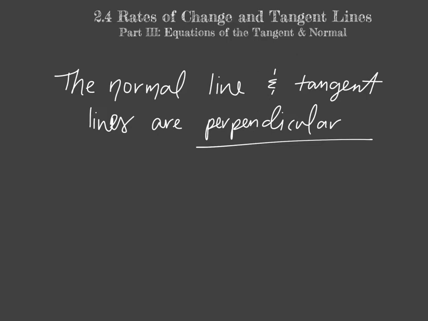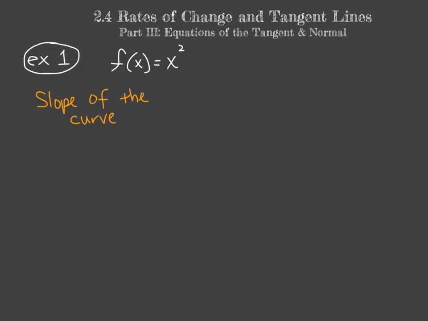Let's take a look at our first example, f of x equals x squared. The first thing we do is we want to find the slope of the curve, and I forgot to put a coordinate point here. Let's find the slope of this curve, y equals x squared, at the coordinate point we just talked about, x equals 2.